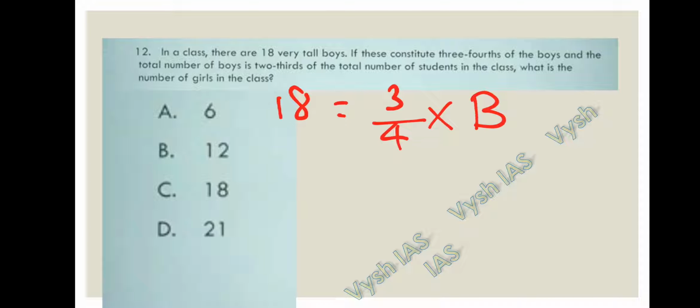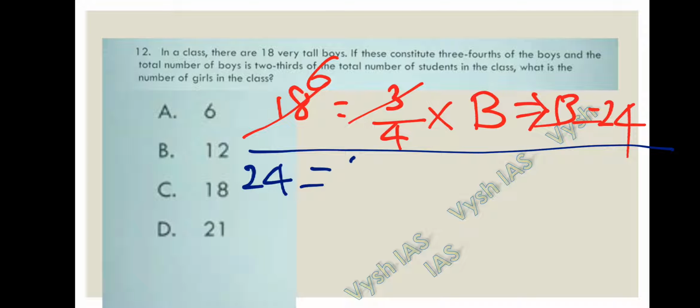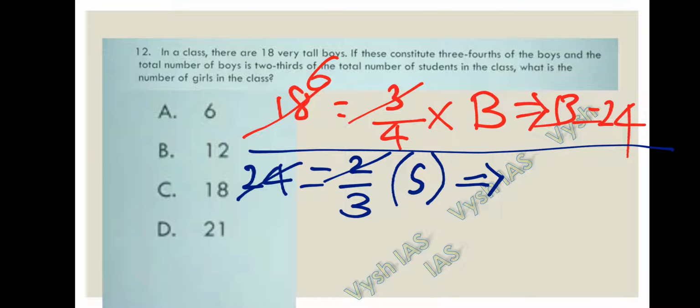So let's take the total number of boys as B. From this equation, if you solve, B will come as 18 times 4 by 3, 6 4s are 24. So there are 24 boys in total. Okay, and they have given the total number of boys is 2/3 of the total number of students. So the total number of boys is 24. These are 2/3 of the total number of students. Let's take the total number of students as S. If you find the value of S, 2 12s, 12 3s are 36. So the total number of students is 36.